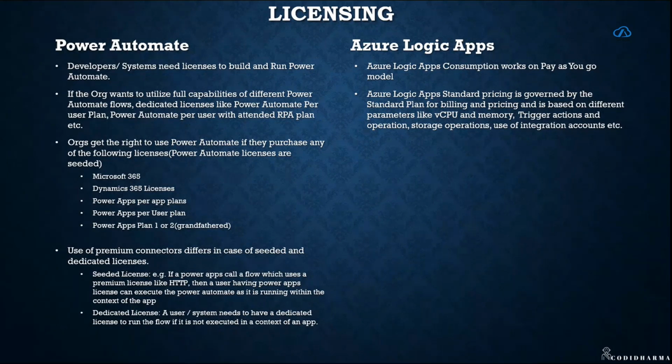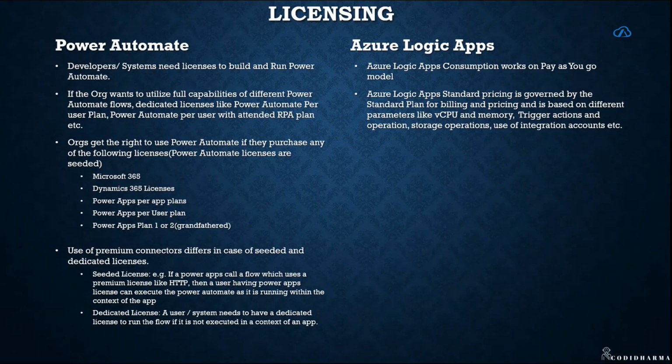So as I said, there are different combinations of Power Automate dedicated licensing, which provide access to different types of connectors and have different numbers of run limitations, right? So if one is looking at using Power Automate, it becomes imperative for them to evaluate their use case and then go and check the licensing guide and determine which license would be the best for them.